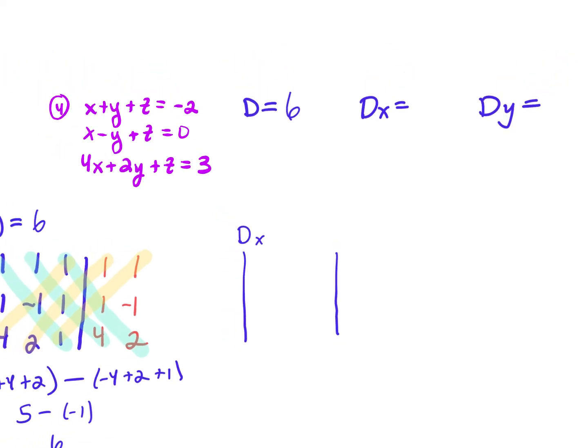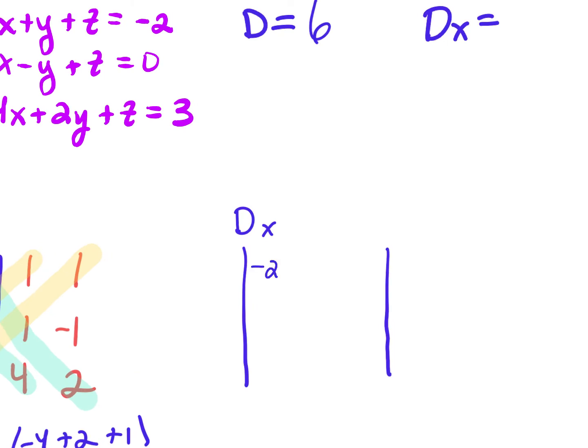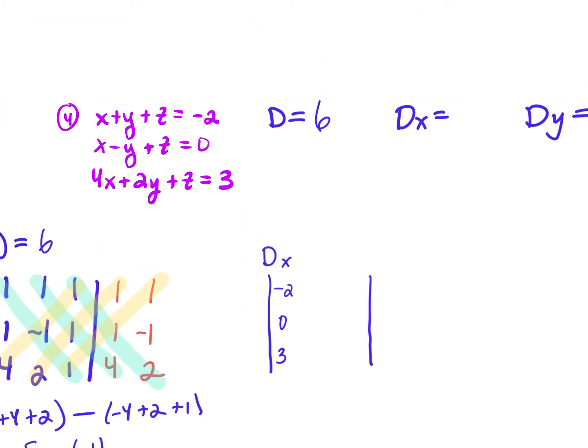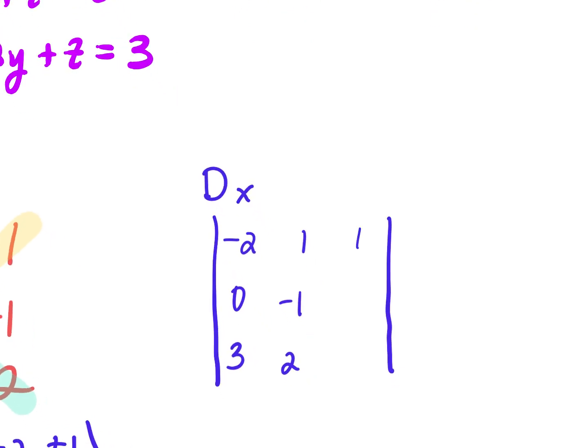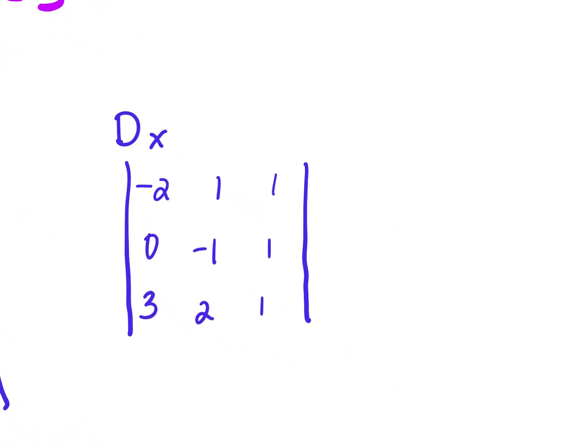Just like we did in the 2 by 2, instead of using my x coefficients for my d sub x, what do I plug into that column? The answers. So I have negative 2, 0, and 3. My y coefficients are 1, negative 1, 2. And my z's are 1, 1, 1. So what do I have to do first? Recopy the first 2 columns. Negative 2, 0, 3. 1, negative 1, 2. And then I have my majors.